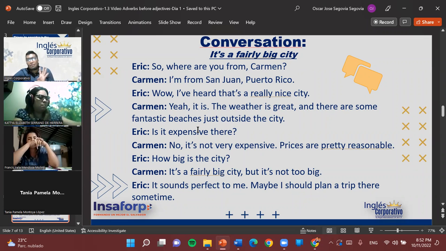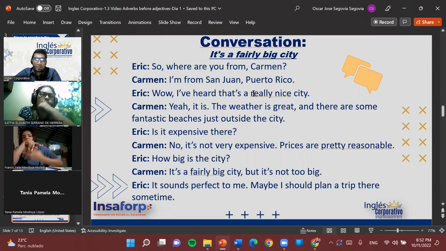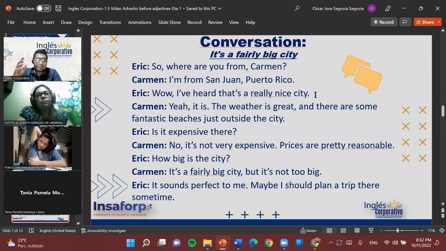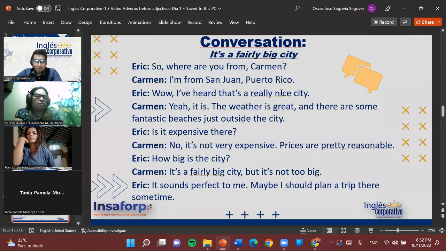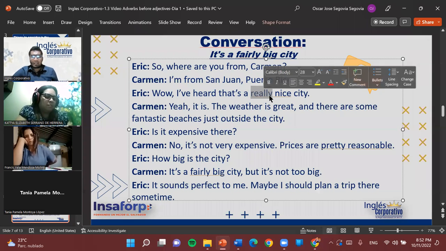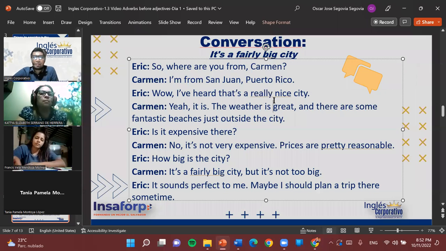Okay, so here we have four occasions where we have adverbs being used before adjectives. So if you say, that's a nice city, say, I've heard that's a nice city, está bien. Si yo digo, verdad, esa es una ciudad, una linda ciudad o una buena ciudad. El problema también con nice, ¿cómo se puede interpretar? Entonces digamos que es una linda ciudad. Está bien, yo lo puedo dejar así.